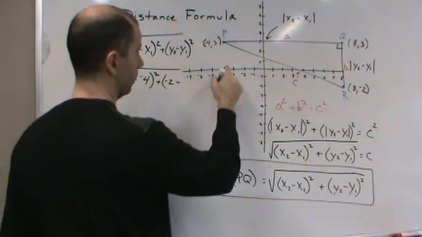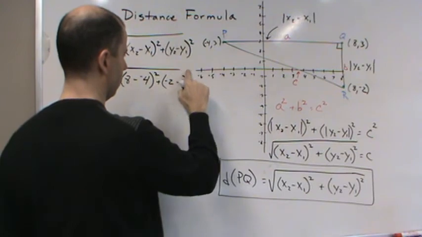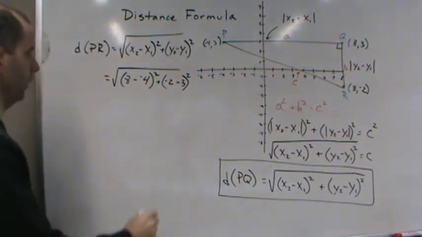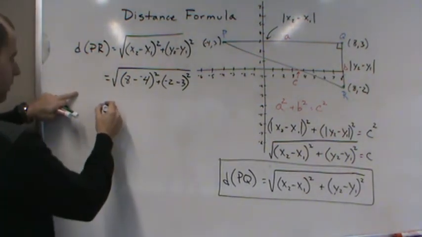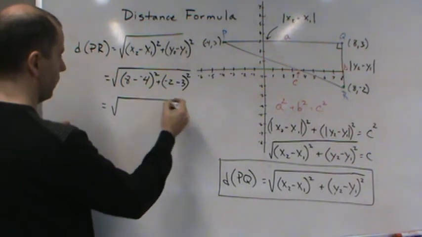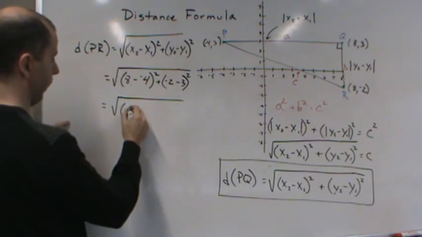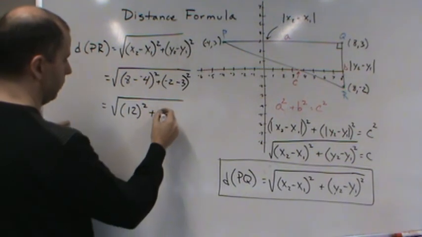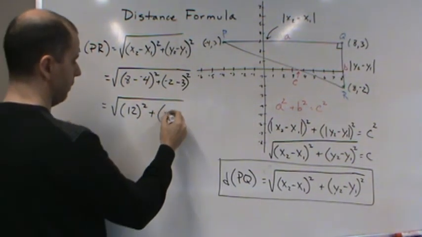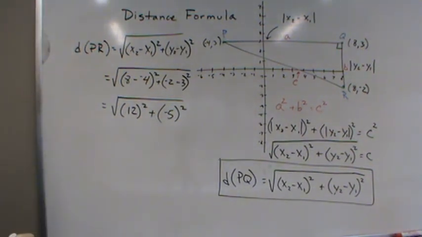minus 3, squared. Okay? And now we just simplify this. So this is going to be the square root of 8 plus 4, right, which is going to give me what? 12 squared, plus negative 5 squared, right? So far, so good?